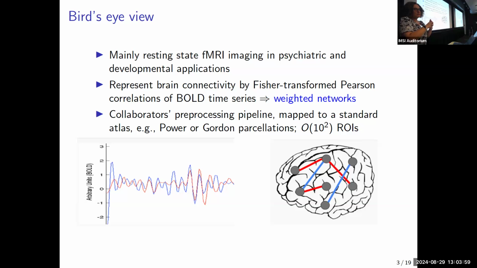There was early work where people tried to threshold correlations obtained from fMRI imaging and turn them into binary networks, which is zeros and ones. That really didn't work. I think that just lost way too much information. So we don't do that. Now I mostly work with the standard pre-processing pipeline that my collaborators use on a standard parcellation, a standard atlas they map it to. I'll say a little bit more about how we ended up there. The scale is usually a few hundred ROIs in these atlases.